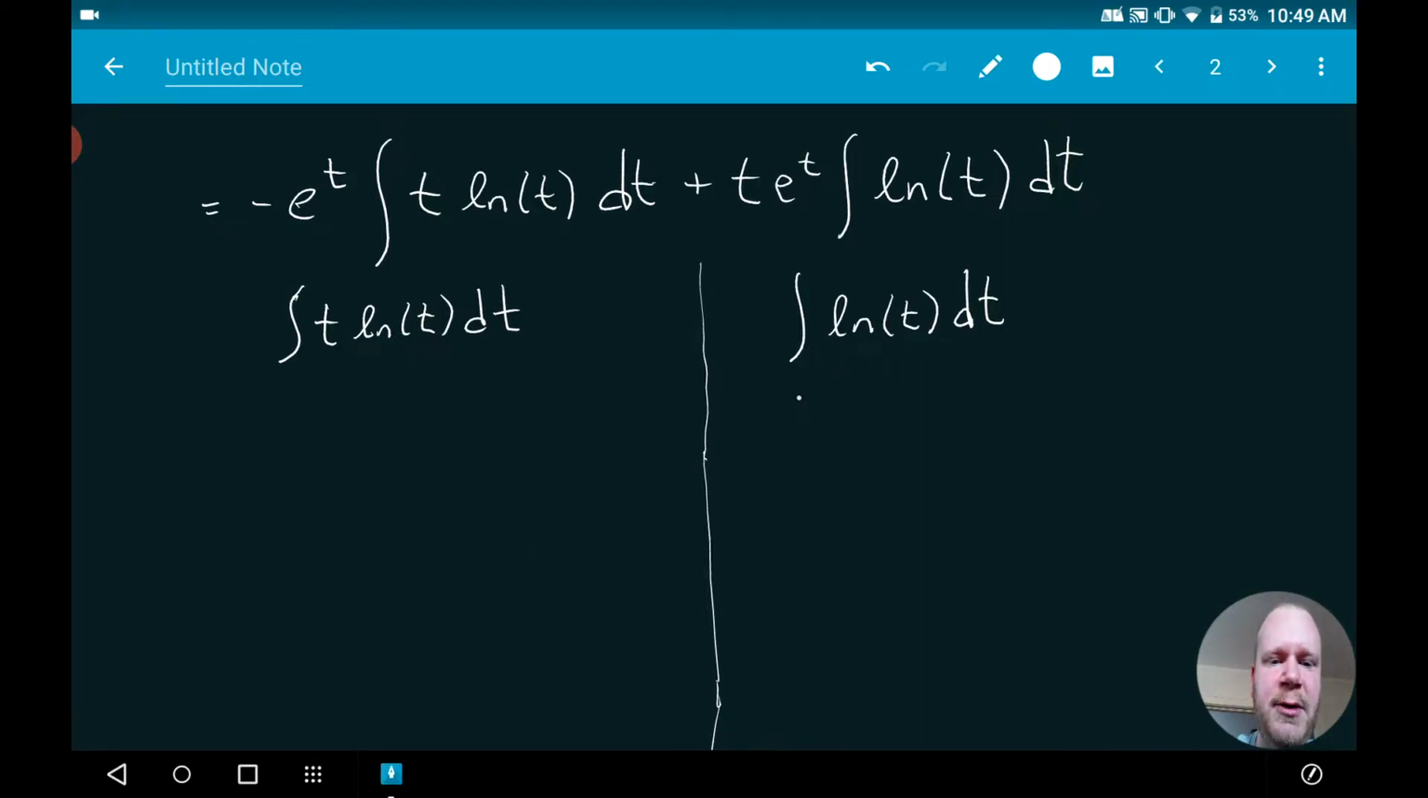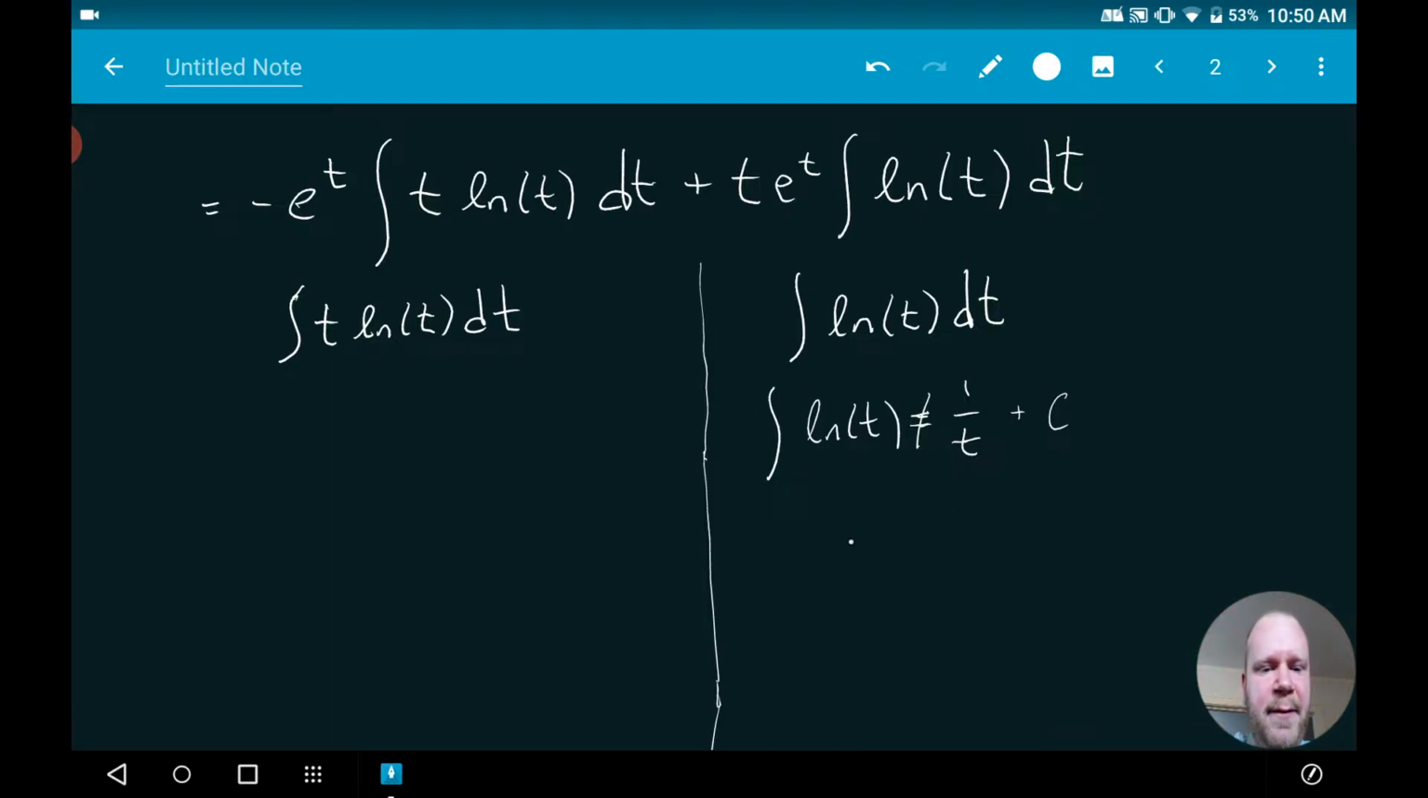I just wanted to convince you that this integral is not just 1 over t. I think it's certainly tempting to do this. It's not even 1 over t plus c, so that is not true.